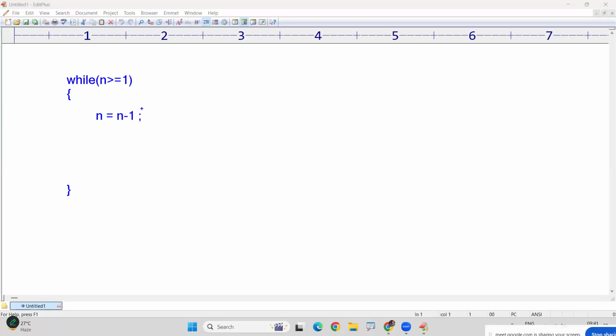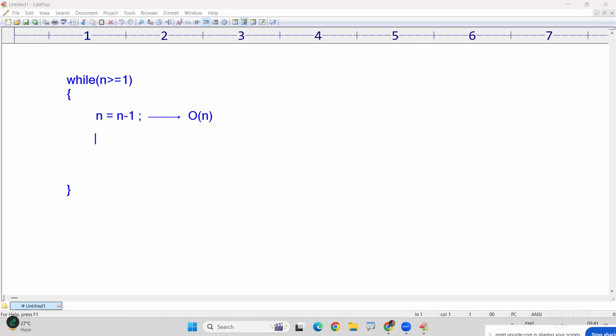So 10 becomes 9, 9 becomes 8, 8 becomes 7, 7 becomes 6, and so on up to 1. Every time 1 decrement means this loop is iterating n times. So how many times this code is executing is big O of n.